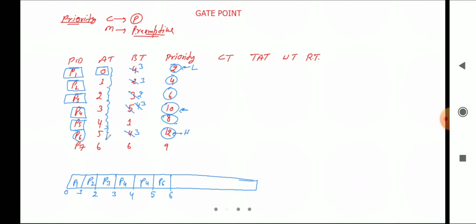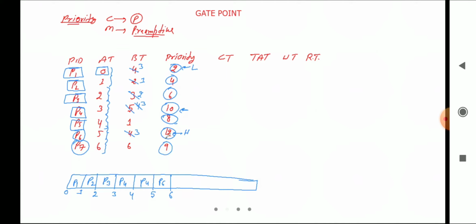Okay, so till the time 6 all the processes are available now. Till this time we were applying the preemptive case, right? Now it will behave like non-preemptive. Once all the processes have arrived in the ready state, it will behave like non-preemptive. Why? Because now all the processes are available.